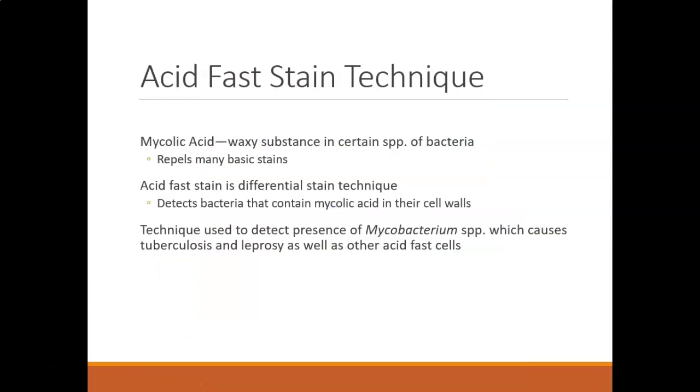Another technique is called the acid-fast technique. So the acid-fast stain technique is not as widely used, but it's very important clinically because it can identify bacteria in the genus Mycobacterium that cause very important diseases, specifically tuberculosis and leprosy. Mycobacterium tuberculosis and Mycobacterium leprae cause the different diseases, tuberculosis and leprosy. They have a special substance in their cell wall called mycolic acid. This is a waxy substance, and that waxy substance repels those basic dyes. Because of this, we use a special technique known as acid-fast staining to identify this species, or this genus.